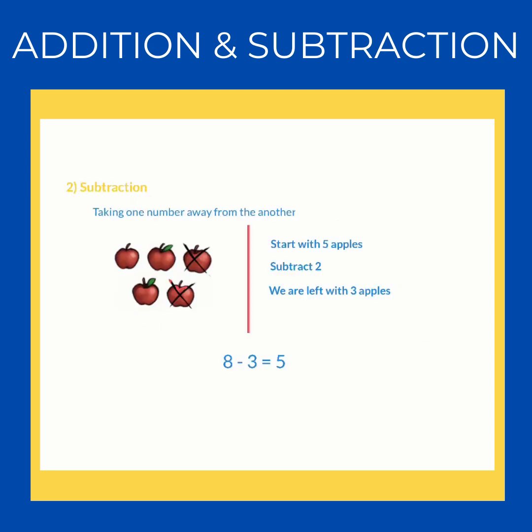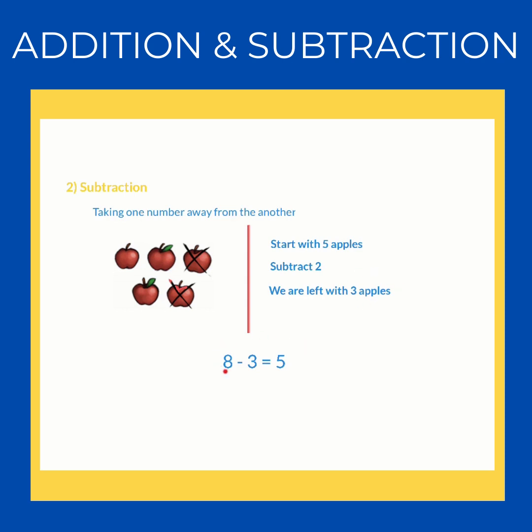Now it's time to talk about subtraction. By definition, subtraction is taking one number away from another. So imagine I have 5 apples and then I decide to remove 2 apples. I'm putting a cross on the first apple and another cross on the second apple. So I'm left with 3 apples, simply because I have 5 and I subtract or remove 2 apples. So 5 minus 2, and the answer is 3 apples.